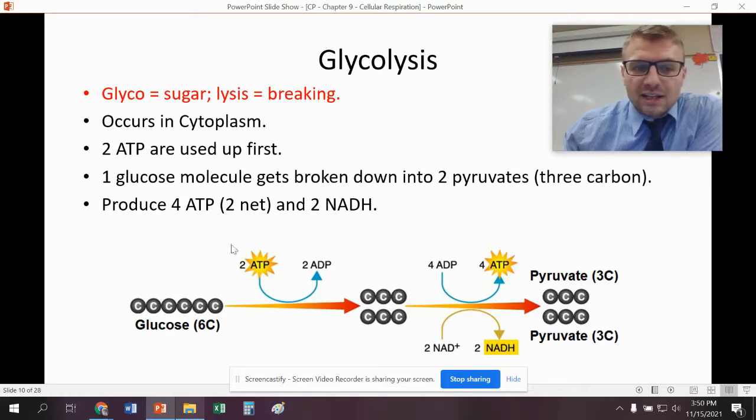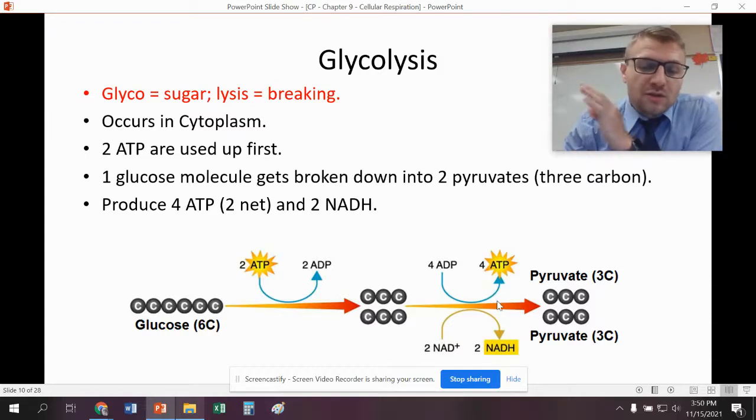So in this case, again, you got to spend money to make money. That's the analogy I use. You got to use 2 ATP to break these down. So off the bat, we're already negative 2 ATP, and that's not good. It's like when you start a business, you have to spend your own money to get that business started. So to get this going, we have to use 2 ATP. So that one glucose molecule that has 6 carbon molecules is going to be broken down eventually into 2 3-carbon molecules. And we produce 4 ATP and 2 NADHs. Those 4 ATP are right here, and those 2 NADHs are right here as well.